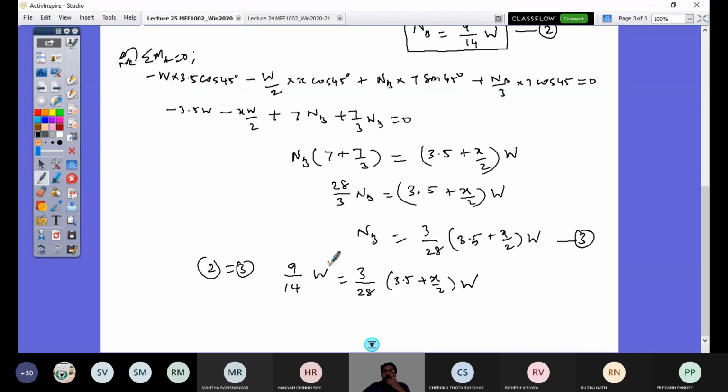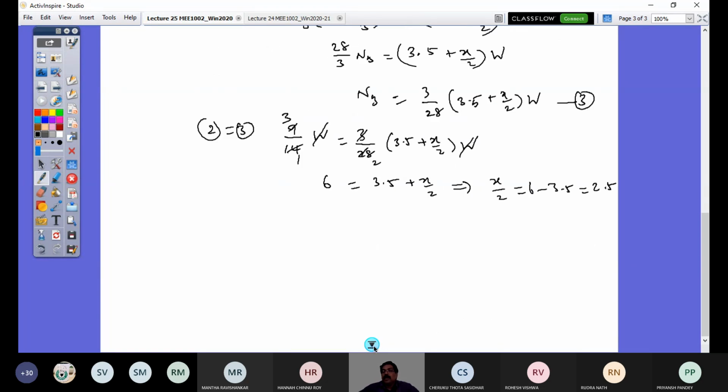So I would be able to solve for X. So this is 2, this is 1, this is 3, this goes out, this goes, and this is 6. That's equal to 3.5 plus X by 2. If I solve further, I have X by 2 equals 6 minus 3.5, that's equal to 2.5. So X equals 5 meters.